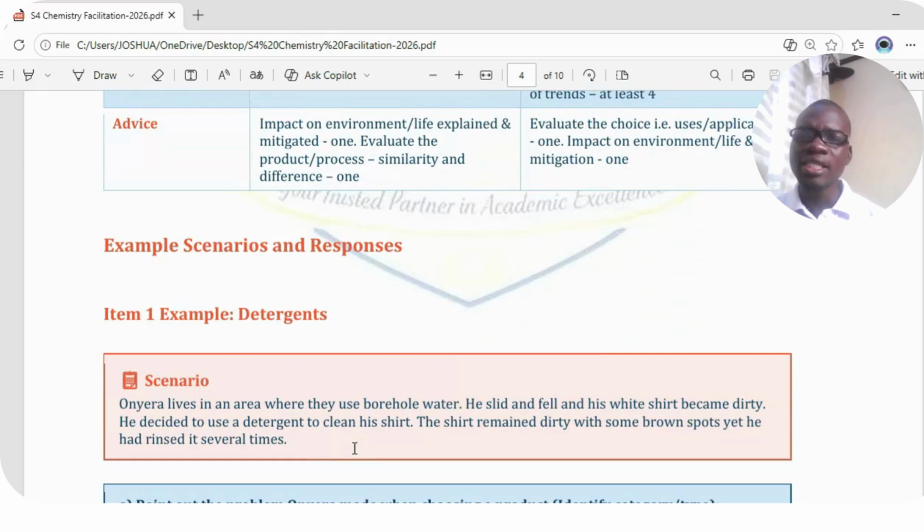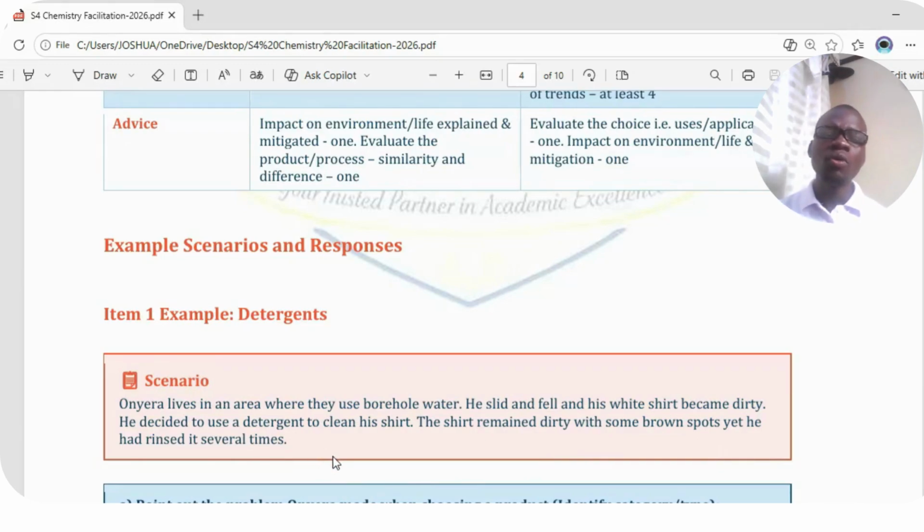So we have an example. I've given you here the scenario and then the responses. Now, for the case of this item one, they brought a question about detergents. Actually, the topic is detergents. The scenario here: Onyela lives in an area where they use borehole water. He slid and fell, and his white shirt became dirty. He decided to use a detergent to clean his shirt. The shirt remained dirty with some brown spots, yet he had rinsed it several times.